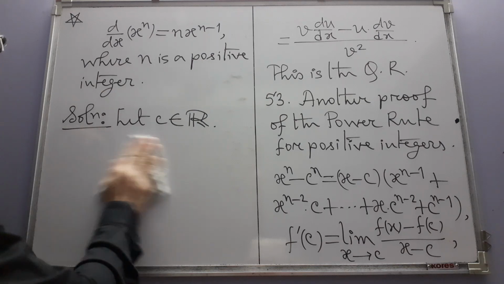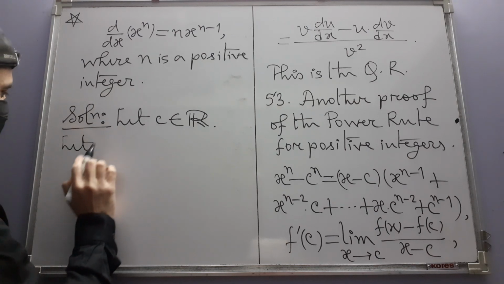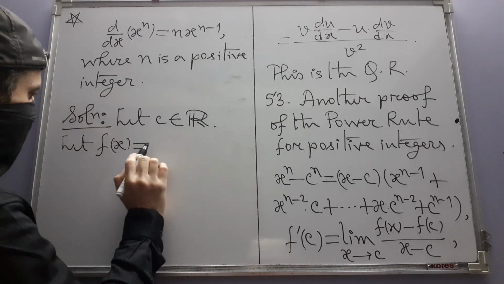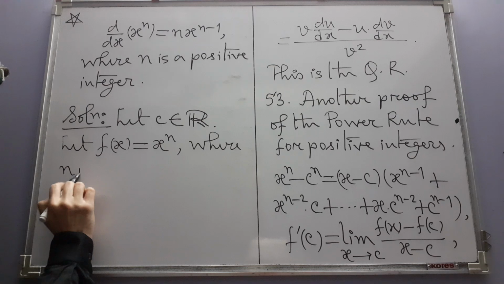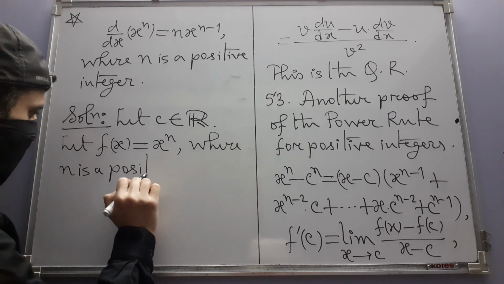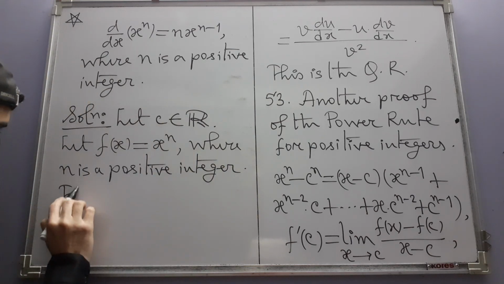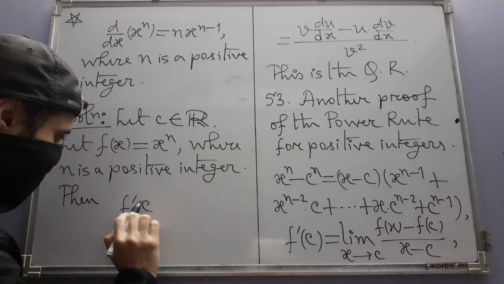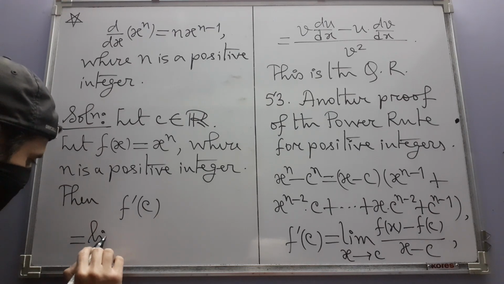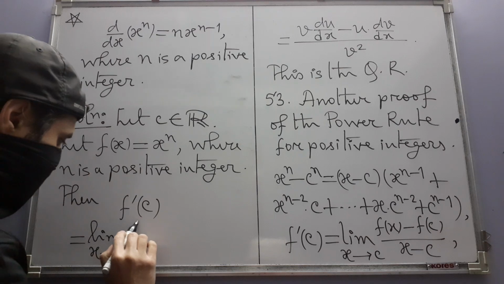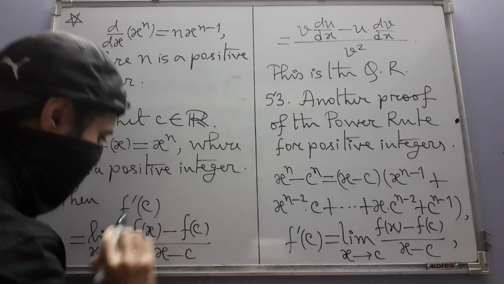how am I straight away writing this? I have to write what the function f is. Let f of x be equal to x to the power n, where n is a positive integer. And now I can write then the derivative of f at c by this definition of derivative is limit x approaching c of f of x minus f of c divided by x minus c.